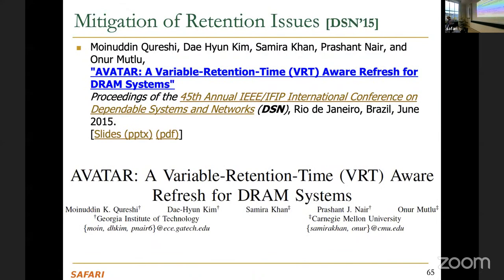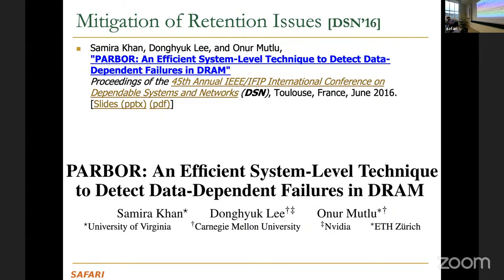This paper shows that you can actually do what we suggested in a more robust way. You can actually cover for variable retention time errors using error correcting codes by online profiling. I'm not going to talk about that. So this is a reasonably robust mechanism. And this paper looks at data dependence failures. Basically, can we identify which bits are affecting which other ones in the underlying DRAM chips?